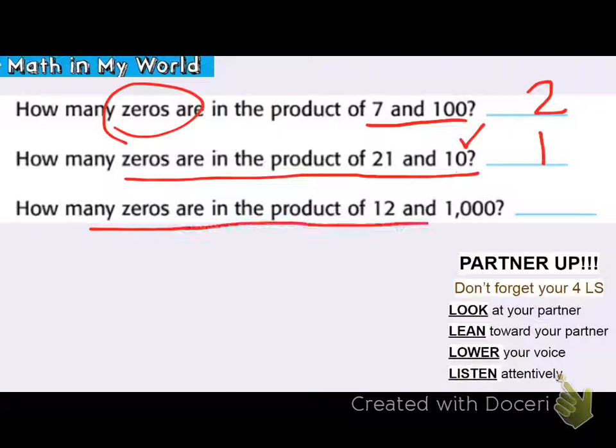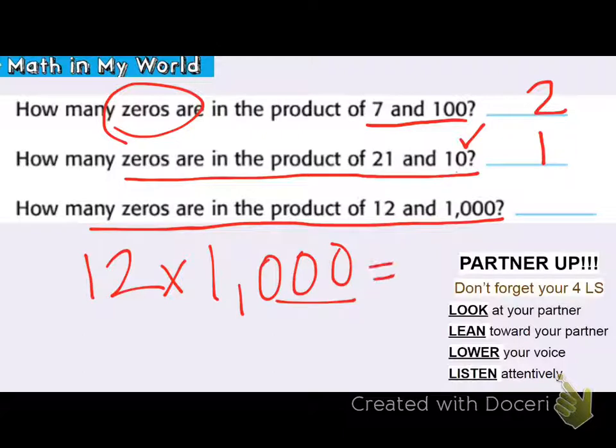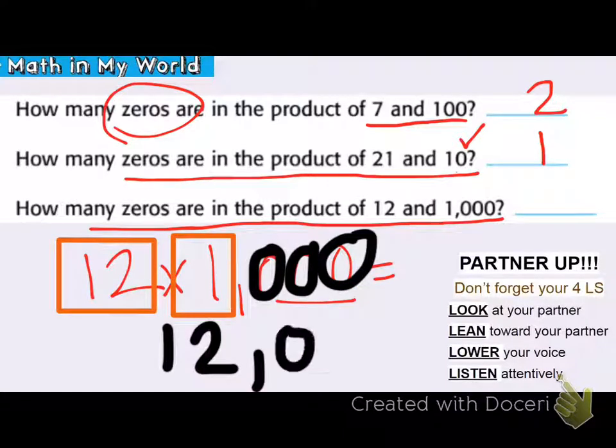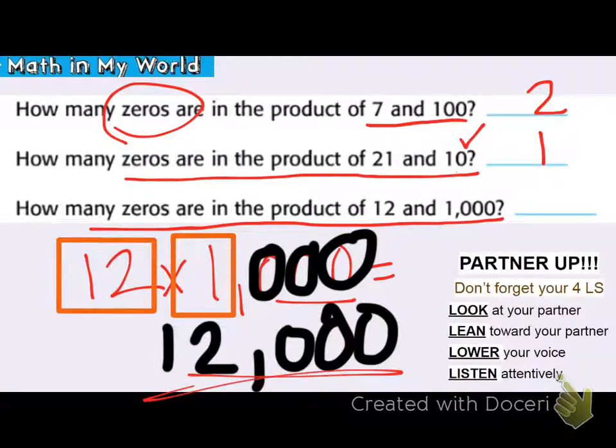How many zeros are in the product of 12 times 1,000? Well, I can see that 1,000 has 3 zeros. So step 1, multiply those factors. I can do 12 times 1. That's 12. Count how many zeros is step 2. Well, there's 3 of them. So I can write that in my product. And the question is asking how many zeros are in the product, and the answer, well, I have 3 because 1,000 also has 3 zeros.